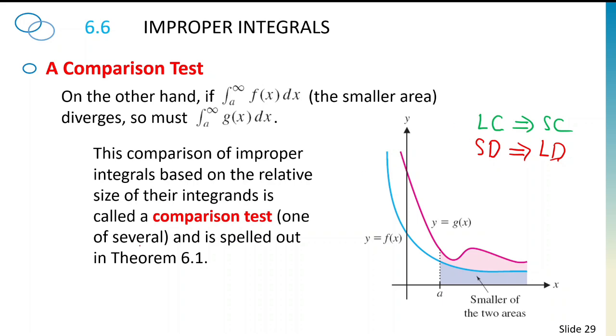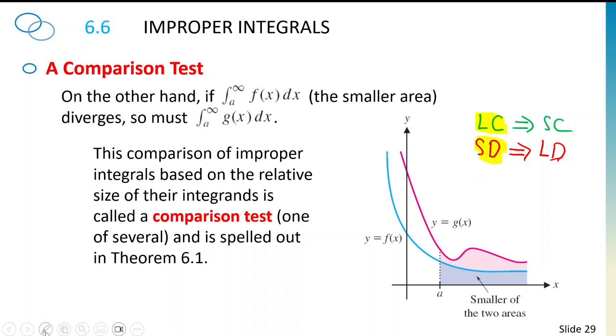These are two cases. I always ask my students to remember these two. LC is a useful case, SD is a useful case. If the large one is convergent, I can easily say that the smaller one is convergent. If the smaller one is divergent, I can easily conclude that the larger one is divergent. But what are the cases that take you nowhere? They don't give any conclusion.